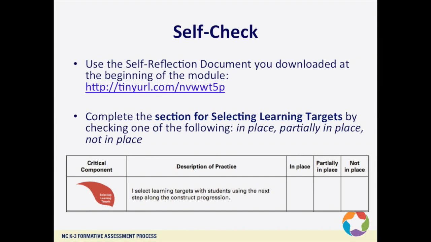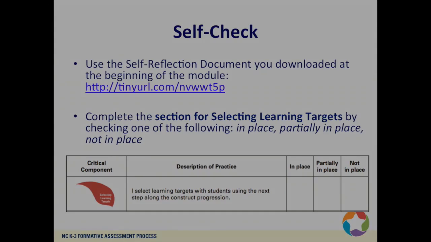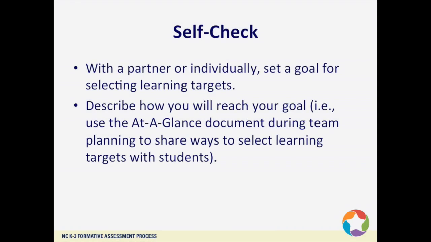Let's do a self-check. Using the self-reflection document you downloaded at the beginning of the module, complete the section for selecting learning targets by checking one of the following: in place, partially in place, or not in place. With a partner or individually, set a goal for selecting learning targets. Describe how you will reach your goal. For example, use the at-a-glance document during team planning to share ways to select learning targets with students.